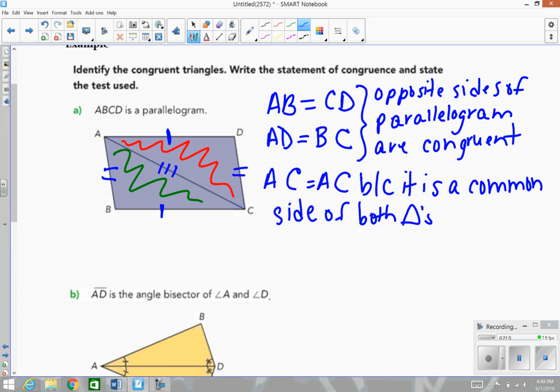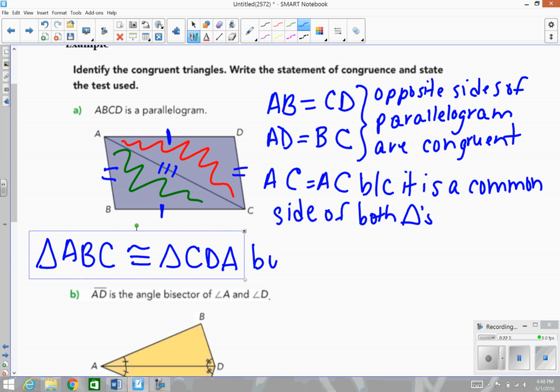So what we just proved is that we have three pairs of congruent sides. So we can say that triangle ABC is congruent to triangle CDA by side, side, side test. Again, kind of funky. Jot down questions that you might have.